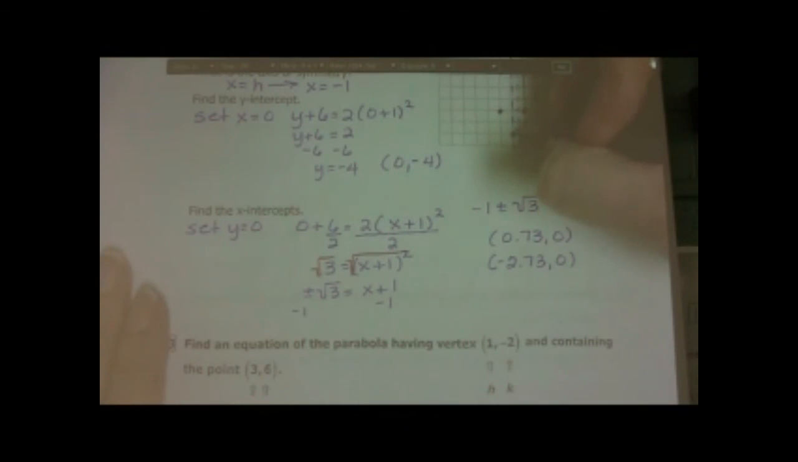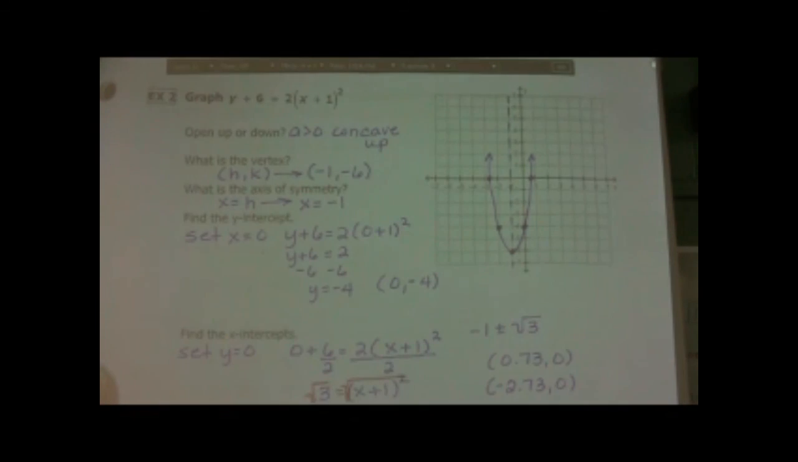All right? And that allows us to draw our parabola. And the interesting thing that you may have noticed, this is a skinnier parabola, correct? And that is because the number here, A, is greater than 1. The bigger this number is, the skinnier this parabola gets.